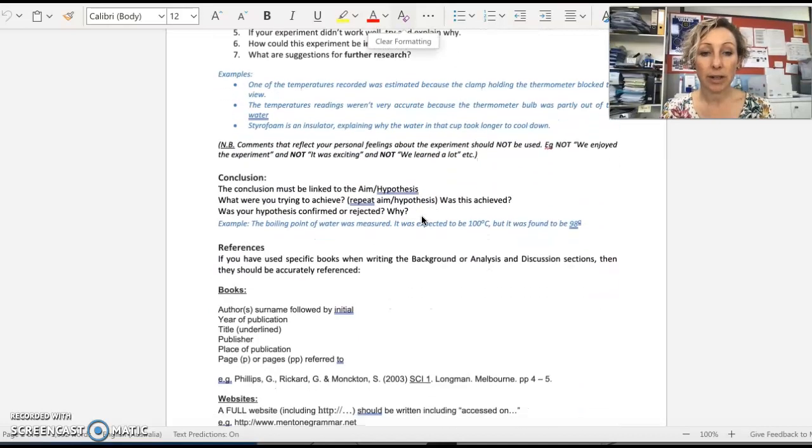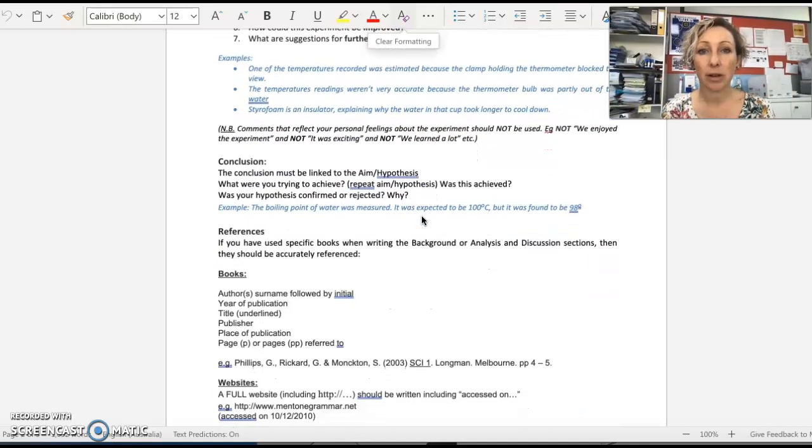Now the conclusion is quite succinct. It's just usually a few sentences that refer back to the hypothesis. They describe the trend again, so they reiterate or explain what was found just in a sentence. Did the findings support the hypothesis, and how reliable was your experiment? Were there so many errors that you can't really trust your data, or was it reasonably reliable?